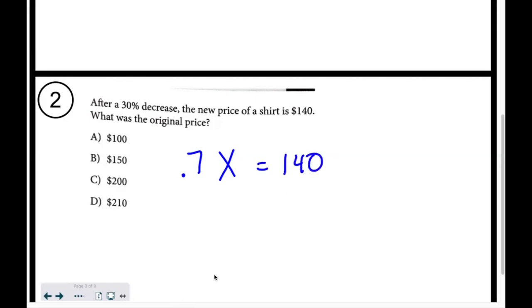All right. So the key to this isn't solving this. We know we can do that. It's looking at it from this perspective. So back in number one, a 6% increase, we multiply by 1.06. Here, a 30% decrease, we multiply by 0.7 because that's 70% of. Then just solving this is pretty straightforward. Divide by 0.7 and you will get $200.